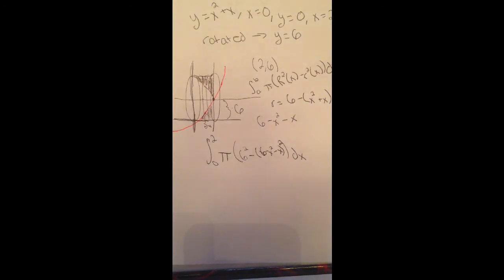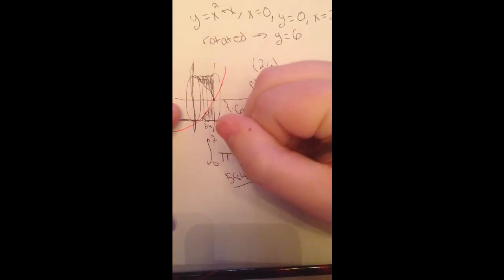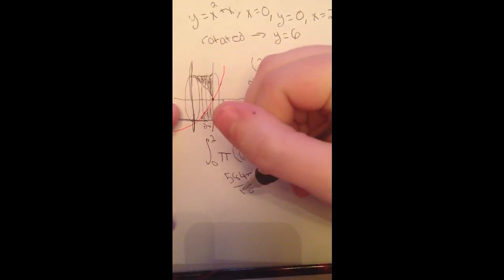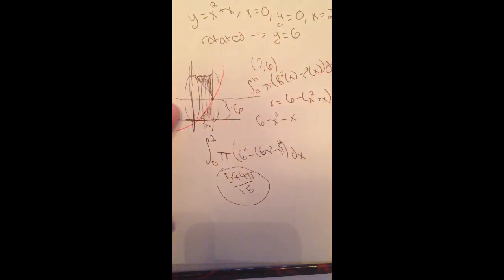Okay, and now all that's left to do is type this integral into our calculator, because this is going to be the final integral. When we put that into a calculator, we get the answer of 584 pi over 15. So our final volume of this washer-shaped solid is going to be 584 pi over 15.